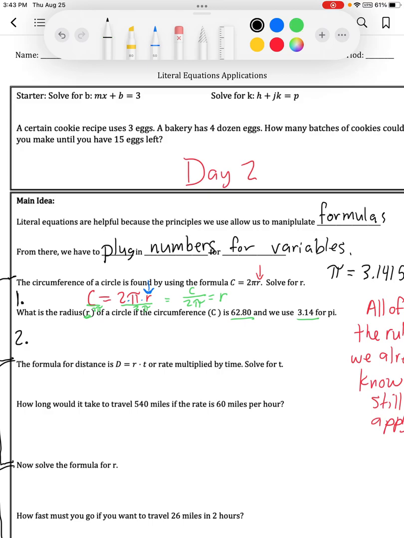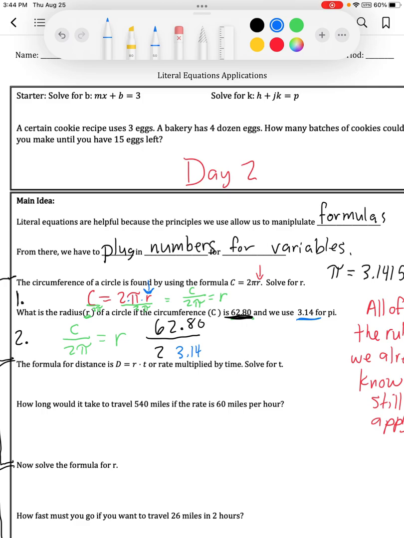So let's go ahead and plug in some values. We're going to use our answer from the last question. C over 2 pi is equal to r. Now, instead of C, we're going to replace it with our number right here, 62.80. Over 2, that one doesn't change. And then we're going to use 3.14 for pi, because that's what we're told to use.